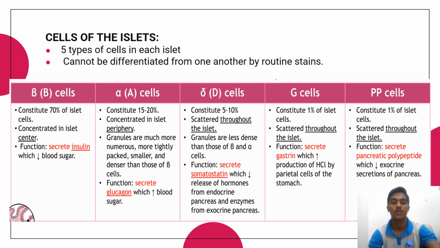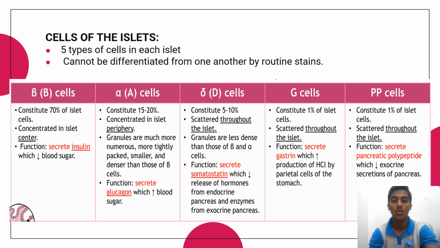First, we'll speak about beta cells, that is B cells. It constitutes about 70% of islet cells concentrated in islet center, and its function is to secrete insulin, which lowers the blood sugar level. The next, alpha cells, A cells, constitute about 15 to 20% concentrated in islet periphery.